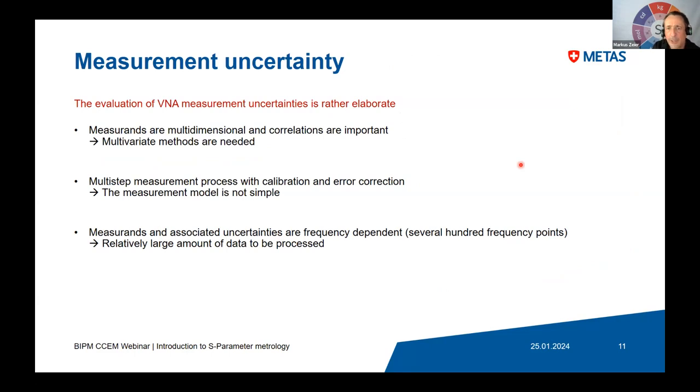In general, the evaluation of VNA measurement uncertainties is quite elaborate, and there are three reasons for that. First of all, as I already said, the measurements are two-dimensional, and correlations are really important. So you need multivariate methods. You're not dealing with scalars here. Second, there is the multi-step measurement process with calibration and error correction, which I just showed you. So the measurement model is not simple, and I will illustrate that afterwards.